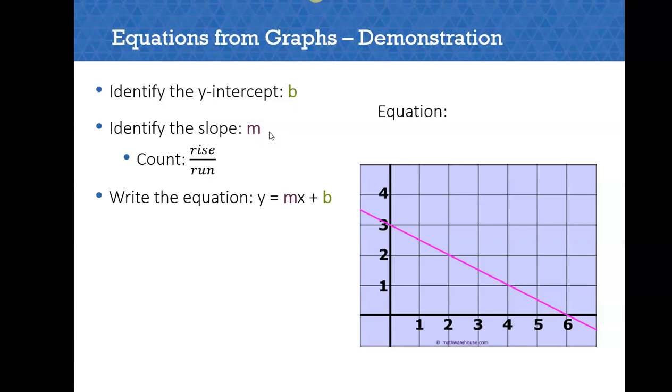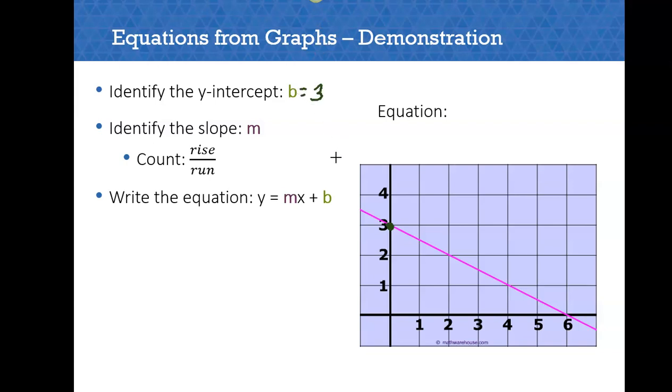And what we're going to do is we're going to do this using the same methods that we did to actually draw them. So I'm going to start with the b. The b is the y-intercept. So I just look at my graph and I go, okay, sure enough, there's my y-intercept. That works. I can use that right there. Okay, so there's my y-intercept, and my y-intercept equals 3.